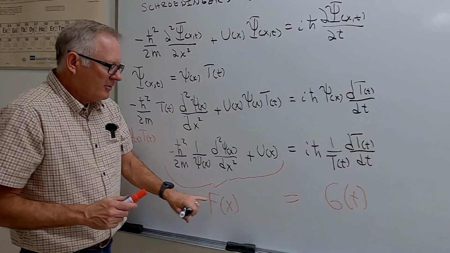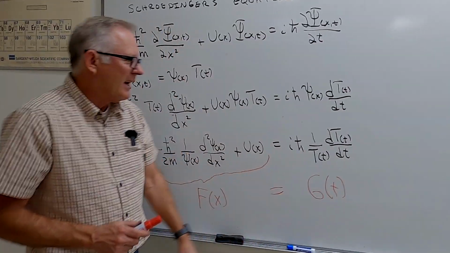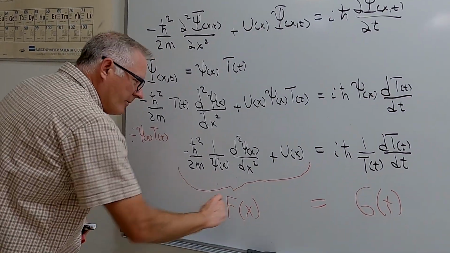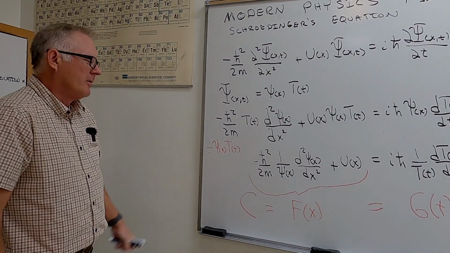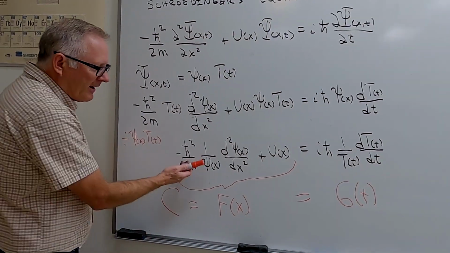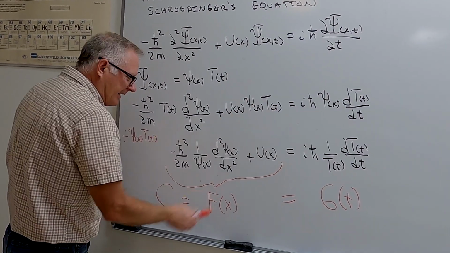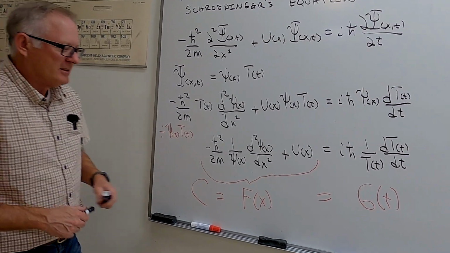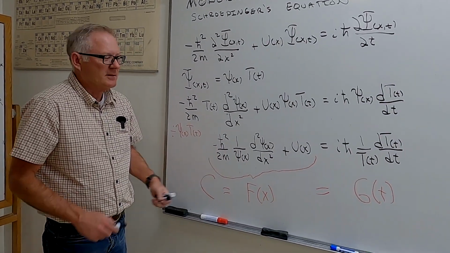The only time this will ever happen, f of x equals g of t on the other side, is if these are both equal to a constant. So this equals that, which has to equal some constant. Otherwise you can't vary x and keep time the same and keep these equal, unless this is equal to a constant and that's equal to a constant. So now I have two equations. I have this equal to my constant, and I have this equal to my constant.